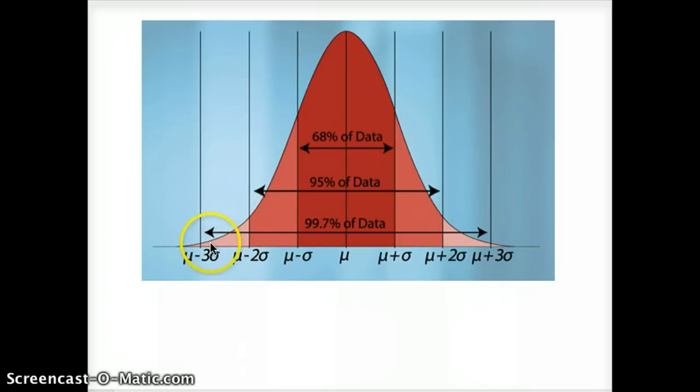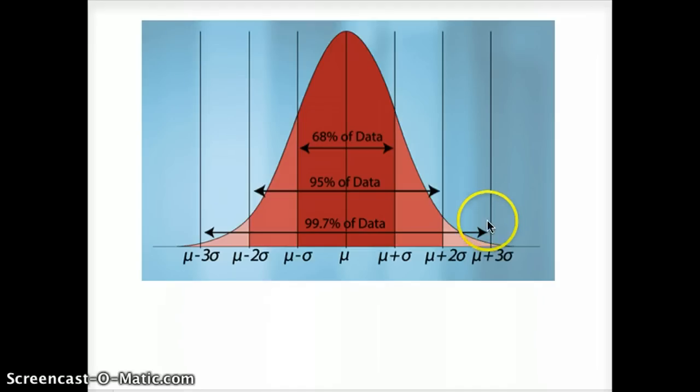And then 99.7% of our data, almost all of it, is between the mean minus 3 standard deviations and the mean plus 3 standard deviations. So almost all of our data will be within 3 standard deviations of the mean. Now this number 3 is a z-score. It tells you how many standard deviations a value is above the mean if it's positive, or below the mean if it's negative.